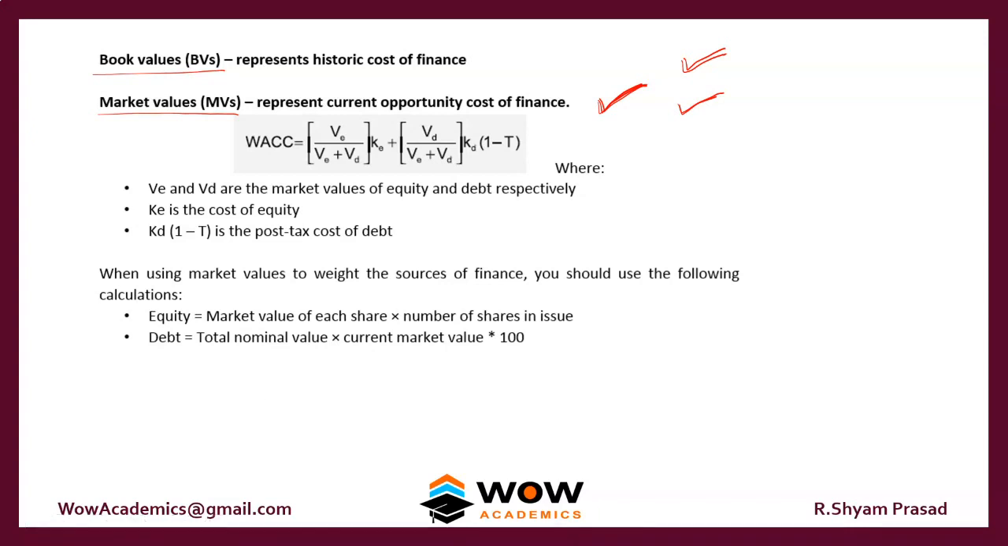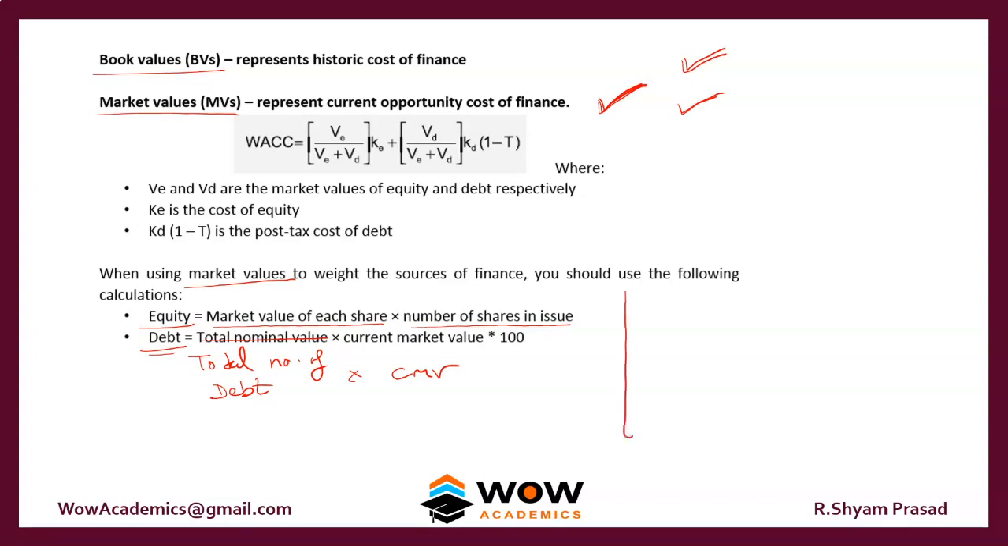In case they are asking you to calculate market value weight of WACC, then the equity will be the market value of each share into the total number of shares in issue. If they ask you debt, it would be the total number of debentures into the current market value. So that is how you have to work it out. You will get the debt value, but we'll see it in the question also.